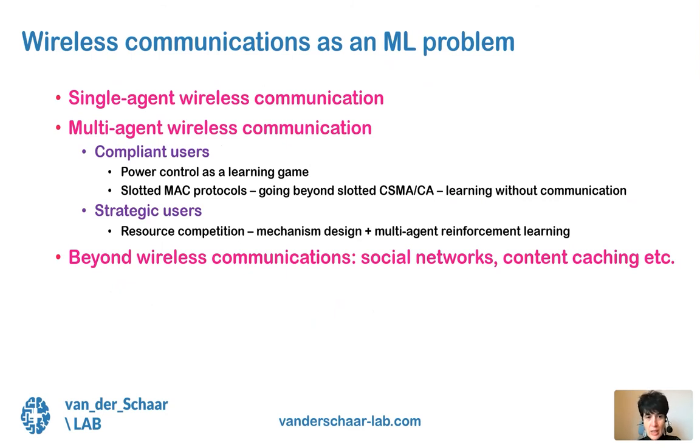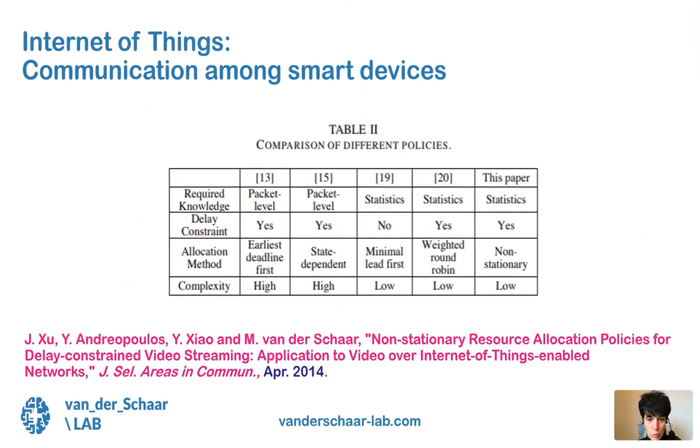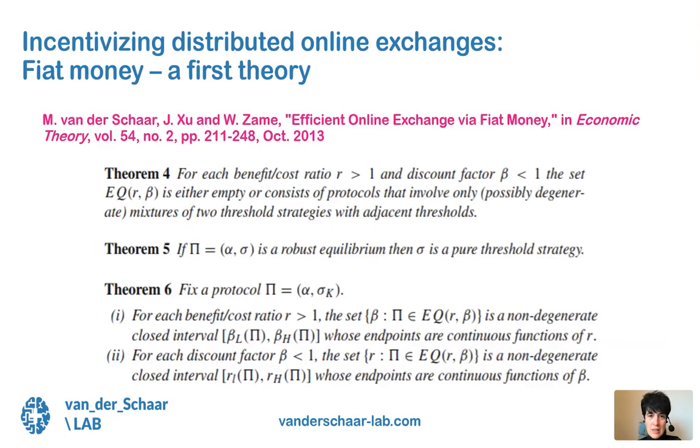Let me now move beyond wireless communication and talk a little bit about how these reinforcement learning, multi-agent learning solutions can play a role at other layers of the protocol stack, in social networks as well as content caching. For instance, in subsequent work with former students Jie Xu, Yanis Andreopoulos, and Yuazhang Xiao, we show how in the Internet of Things setting, we are able to formalize these problems as reinforcement learning problems and determine how to schedule information and how to interact across smart devices. And we show the role of reinforcement learning and non-stationary policy allocations to achieve optimal performance.